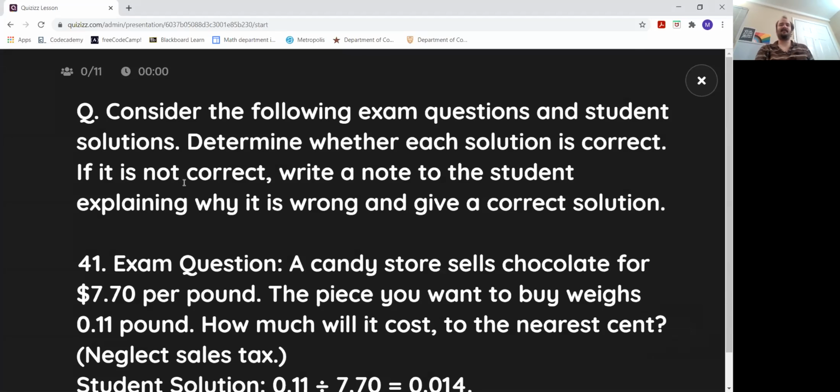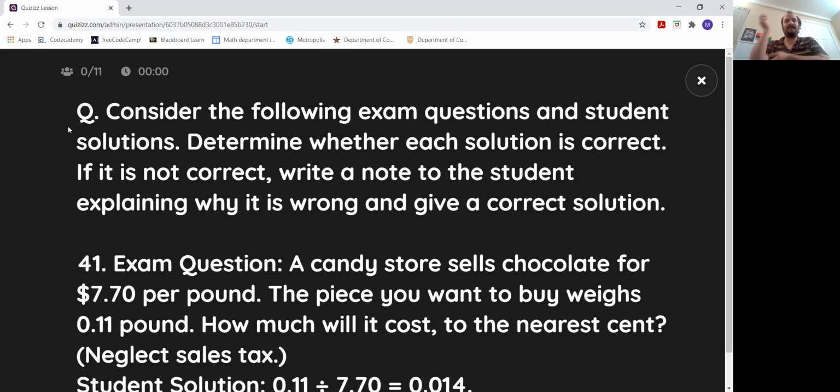All right, so what is this asking? Oh, this is a student solution. Is the student correct? Consider the following exam questions and student solutions. Determine whether each solution is correct. If it is not correct, write a note to the student explaining why it is wrong and give a correct solution. So you're pretending like you're a teacher, and you're saying whether or not the student's right.